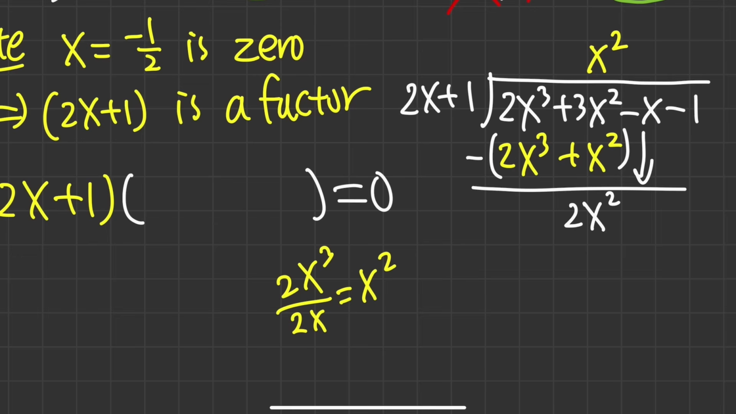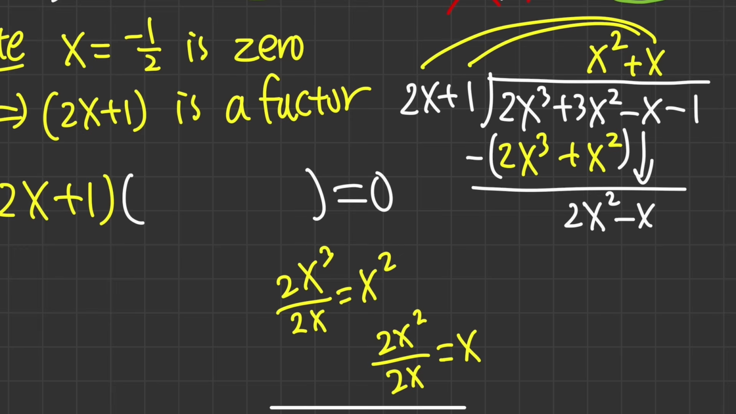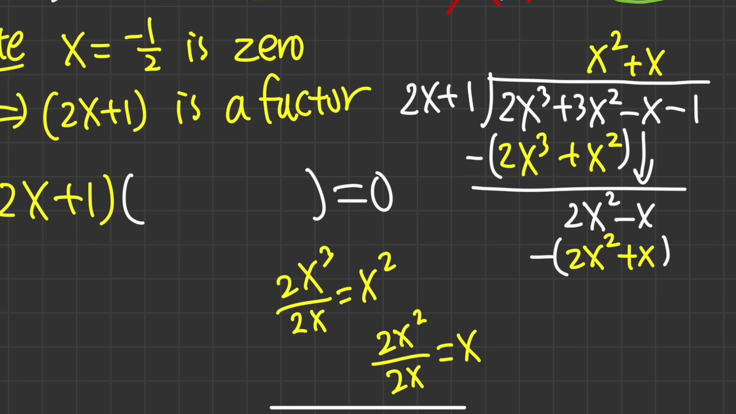Now, bring down the minus x, and then let's see the first term on the inside and the first term on the outside. So 2x squared over 2x. We need an x, so put down plus x. Take x times both terms. So we will have 2x squared plus x, and then subtract. So the first term is gone. Next, we have -1 minus +1. So negative 1 minus 1, which is negative 2x. And then bring down the minus 1.